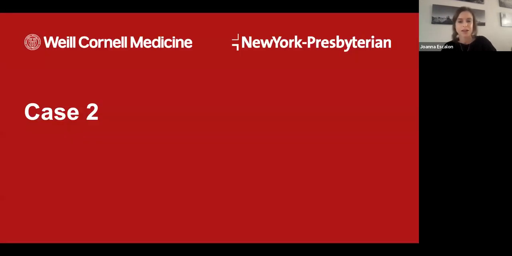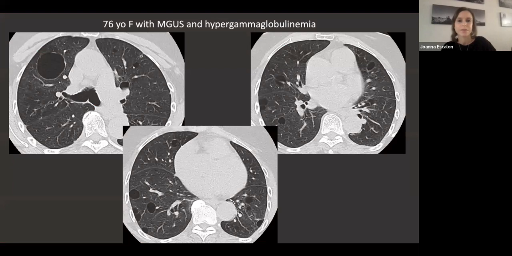All right, moving on to case 2. So this was a 76-year-old. They had MGUS and hypergammaglobulinemia. I'll give you a minute to look at the images.